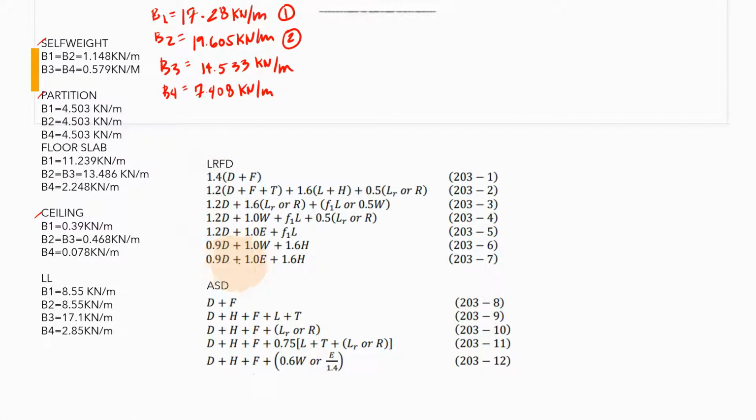So dito, gamitin natin yung 203-9. So beam 3, so we have 14.533 plus yung live load that is acting on our beam 3, which is 17.1 kilonewton per meter. So it is equal to 31.633 kilonewton per meter. So ito na yung sagot natin for number 3.